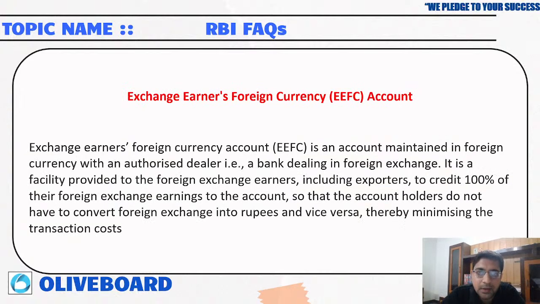Then Exchange Earner Foreign Currency Account, EEFC. It is an account maintained in foreign currency with an authorized dealer, that is also called AD. That is a bank dealing in foreign exchange. It is a facility provided to the foreign exchange earner, including exporters, to credit 100% of their foreign exchange earnings to this account, so that the account holder does not have to convert the foreign exchange into rupees or vice versa. So it will help in minimizing the transaction cost. Okay, you can directly put all your money over here, so you do not have to convert the money here and there.